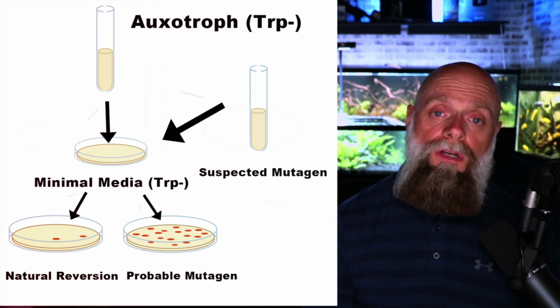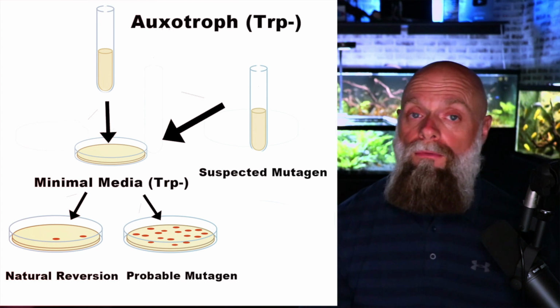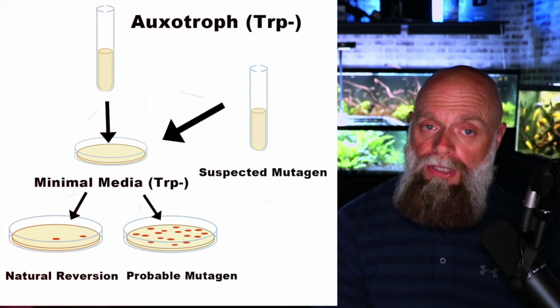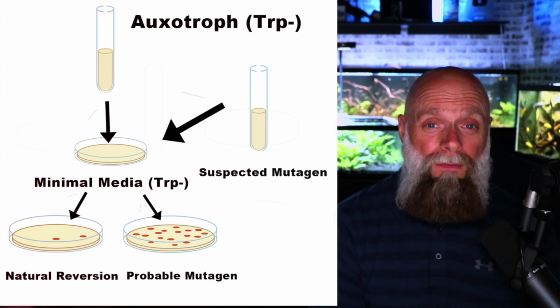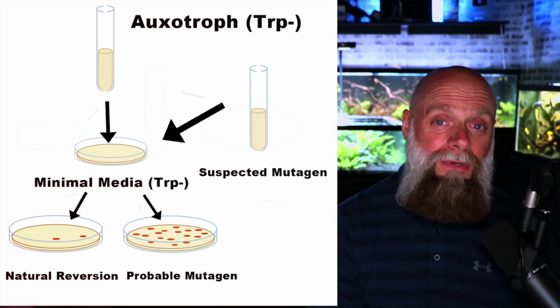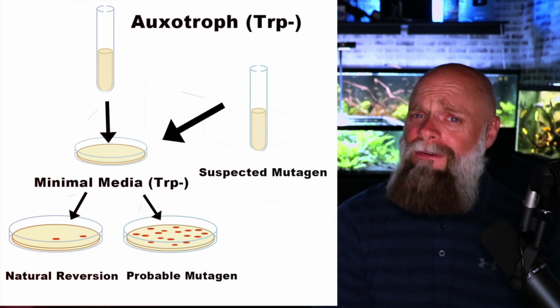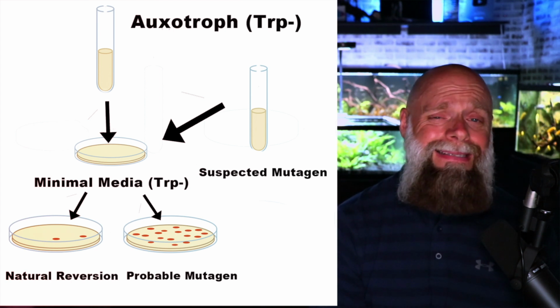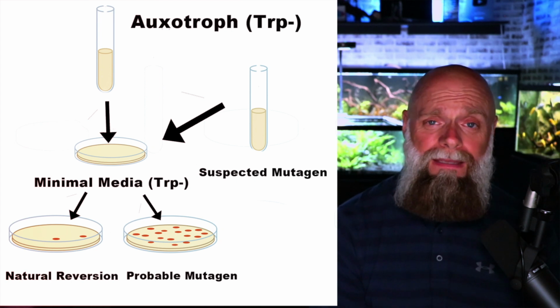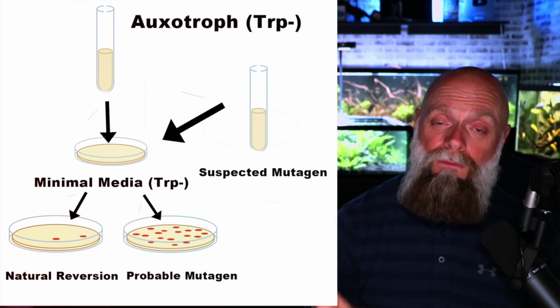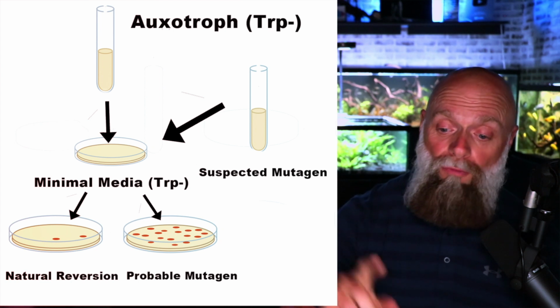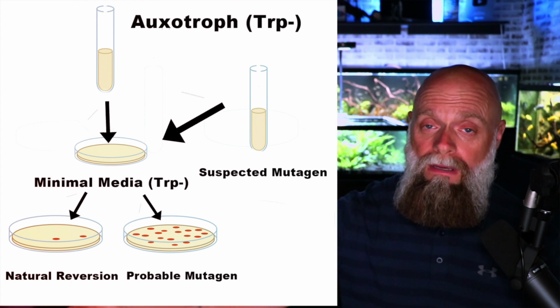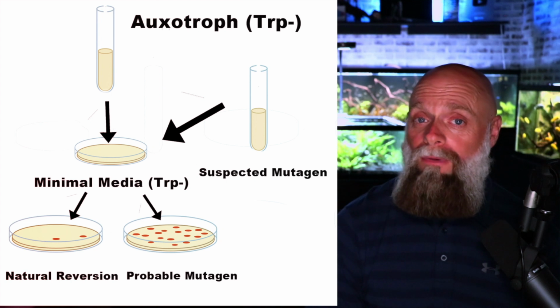Where we get concerned is if we see the results on the right where it says probable mutagen. If we have a situation where we have a lot of cells that are reverse mutating back to wild type, now that's good for the bacteria, but that is not a good sign for our suspected mutagen. That means that that chemical is most likely interfering with DNA and reversing the mutation we did originally. We got to be really careful with that.